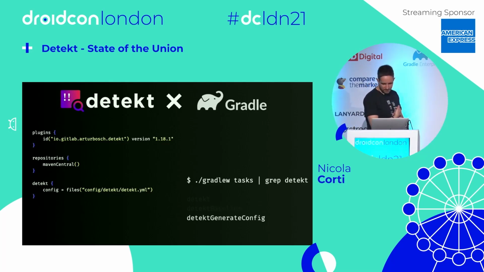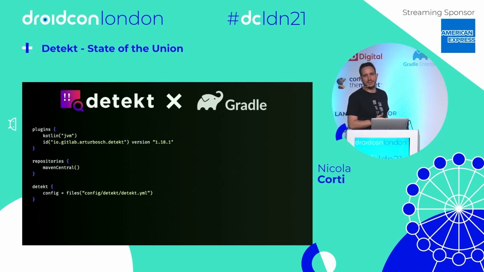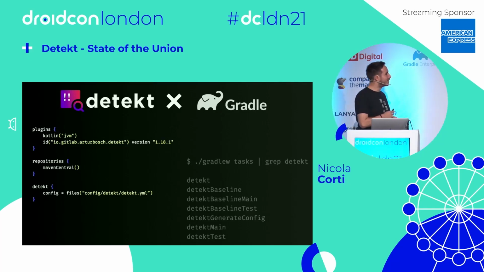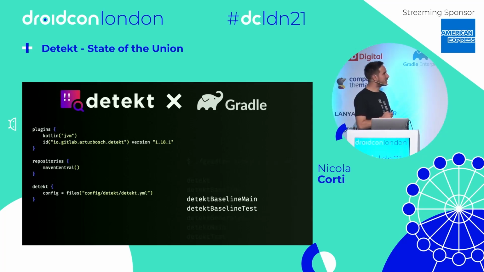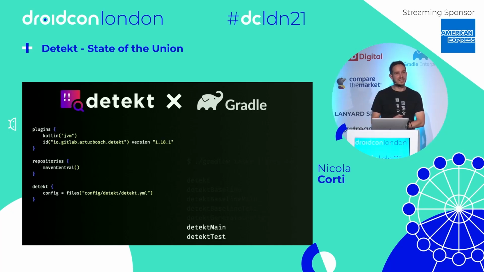And we also have a Detekt generate config file task. This will generate the config file and put it in the place that is specified. This is a really blank Gradle file because you're not applying any plugin. If you start using the JVM plugin, then you will see that we have a little bit more tasks for you. Specifically, now there is a Detekt baseline main and Detekt baseline test, and a Detekt main and a Detekt test.